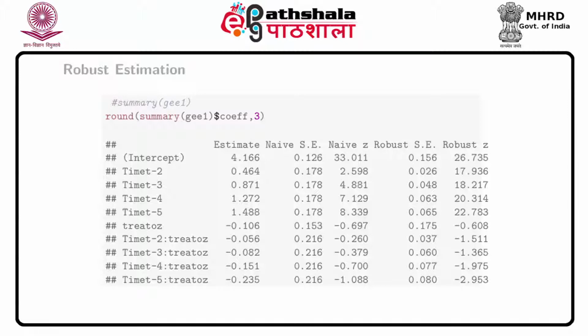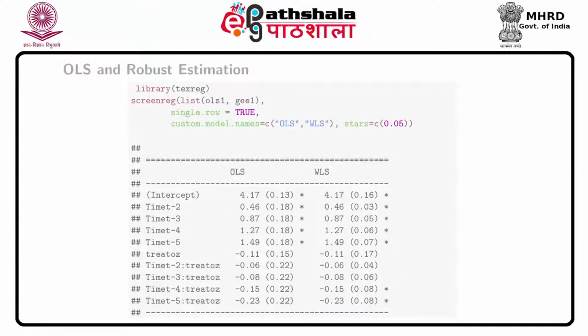So we have the naive Z and the robust Z, and we can use them to test for the significance of the estimates, which is done later. Now the comparison between OLS and robust estimation. So we have already done the OLS using the lm function, and the robust estimation using weighted least squares through the GEE function. Now we want to see the estimates along with their standard errors side by side.